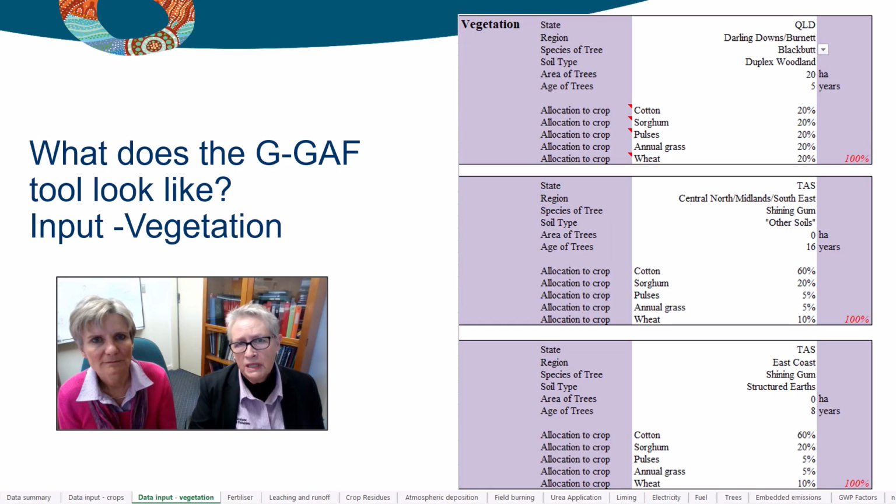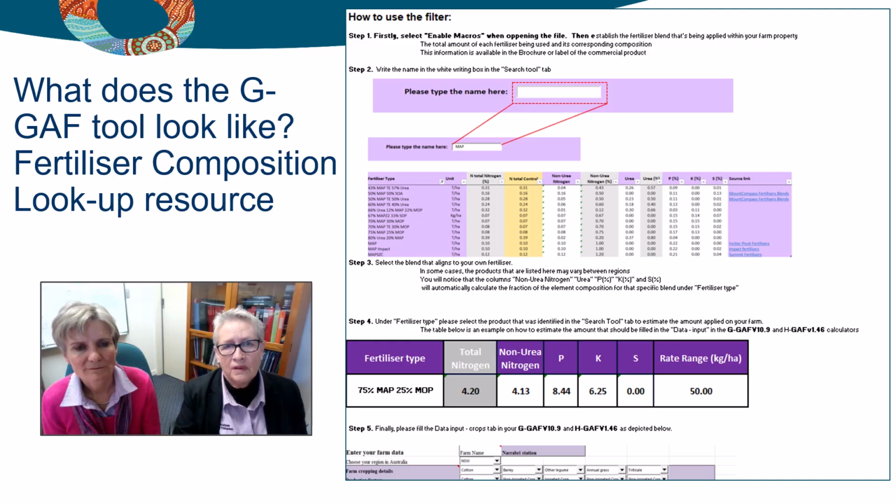There's also an option in the GGAF tool to include trees on your property as sequesters of carbon. But for most carbon accounts, it doesn't count unless they're registered as a carbon project. There's also a tool to help work out the amount of different elements in your fertiliser if that's not listed on the packaging.